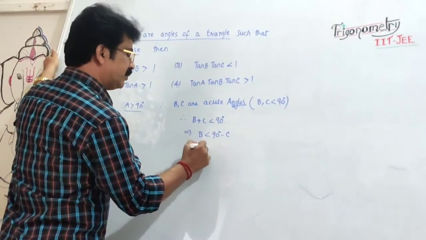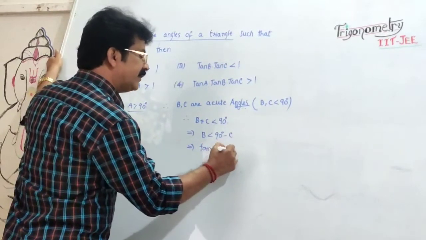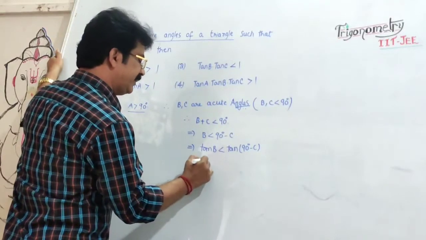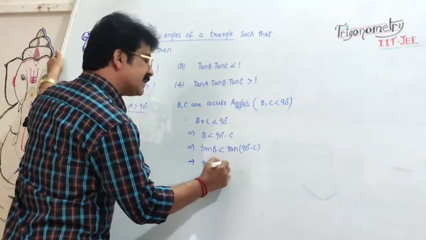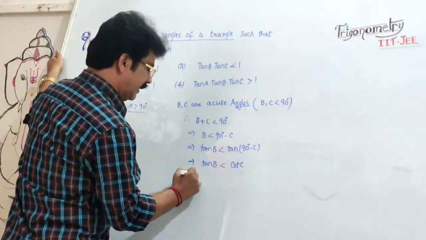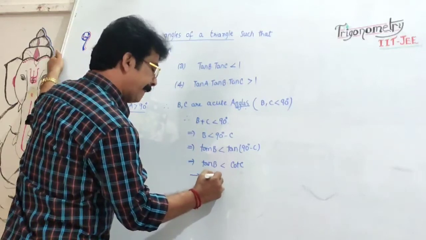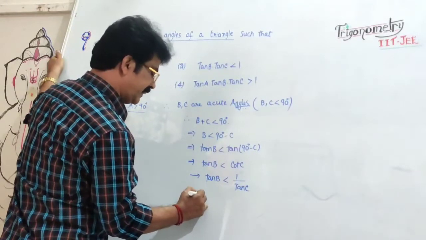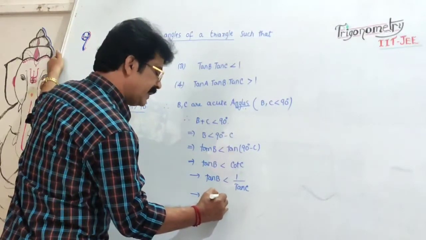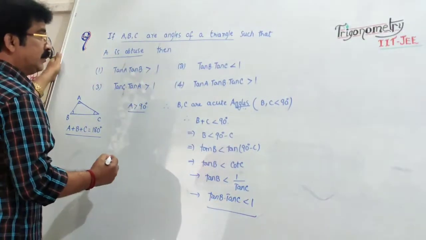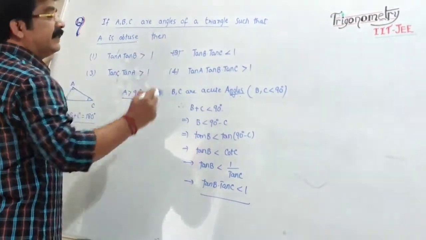Then apply tan on both sides. Tan B is less than tan of 90 degrees minus C. So that implies tan B is less than tan of 90 minus theta, which is equal to cot theta. So it is cot C. Therefore tan B is less than 1 by tan C. By cross multiplication, tan B into tan C is less than 1. It is in the second option. Hence the second option is right.